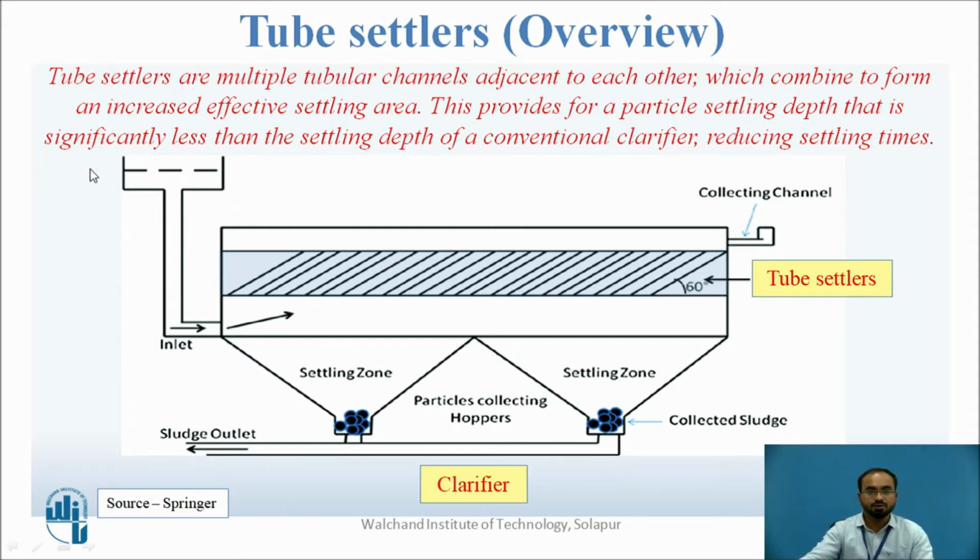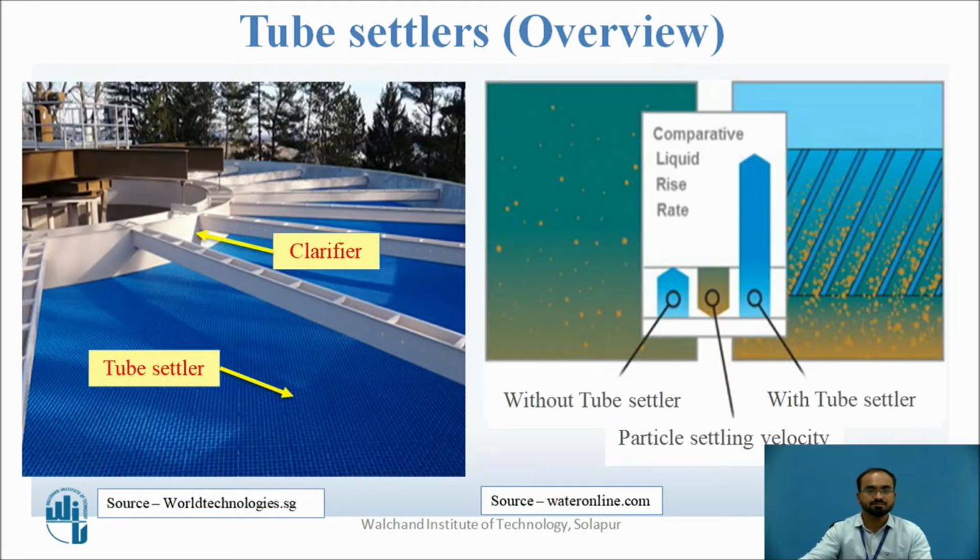In the diagram you can see the tube settlers which I have provided in the settling tank, and at the bottom the sludge is collected in the settling zone. The influent, that is the water which is coming in, will come from the bottom of the tube settlers, and clearer water will come up and be collected at the outlet. In this fashion the tube settlers are arranged.